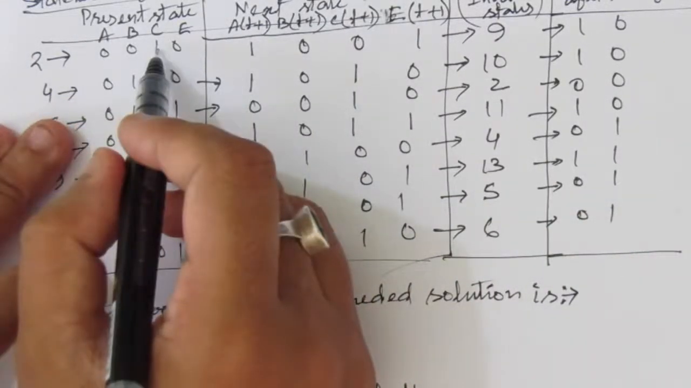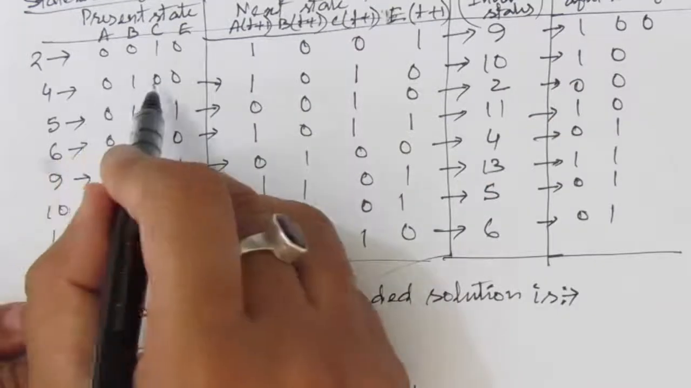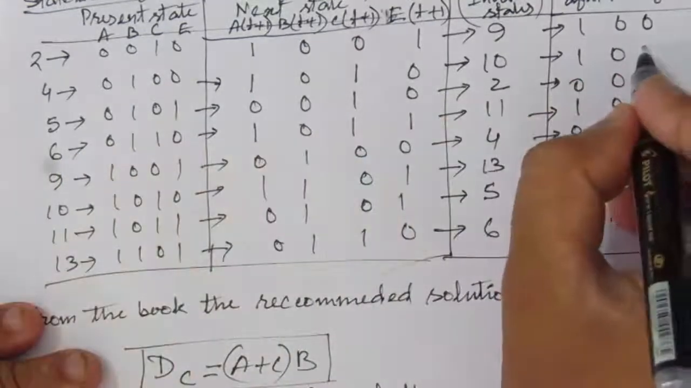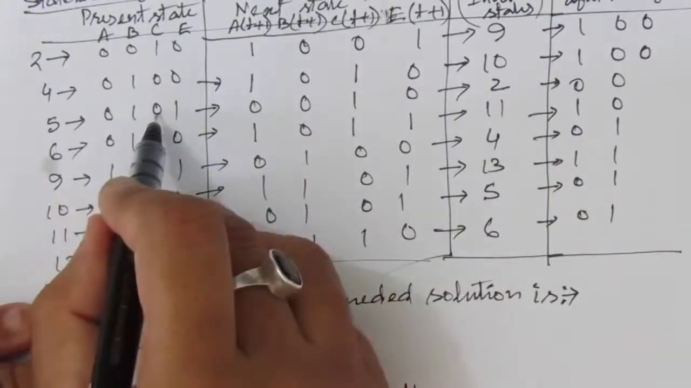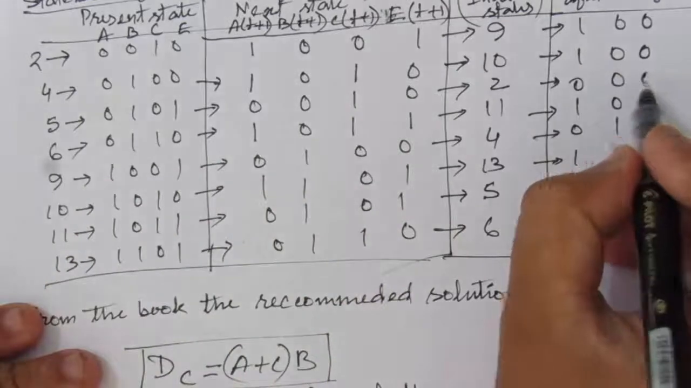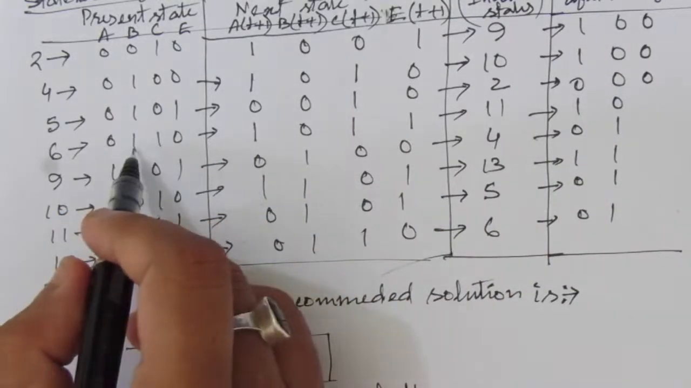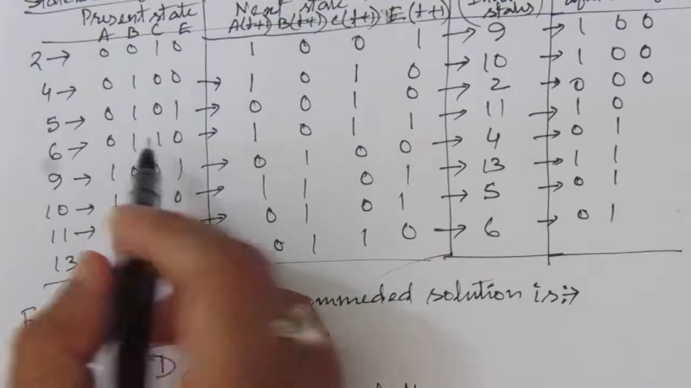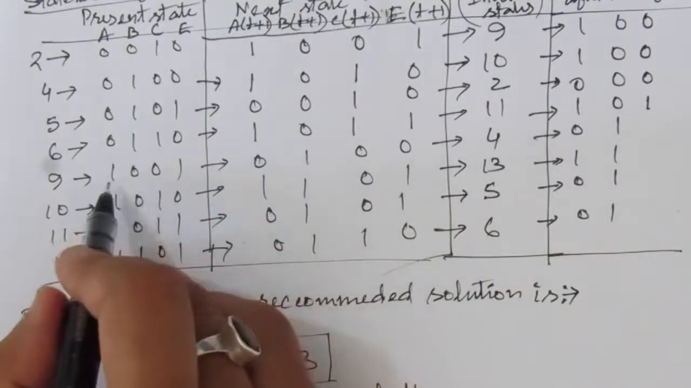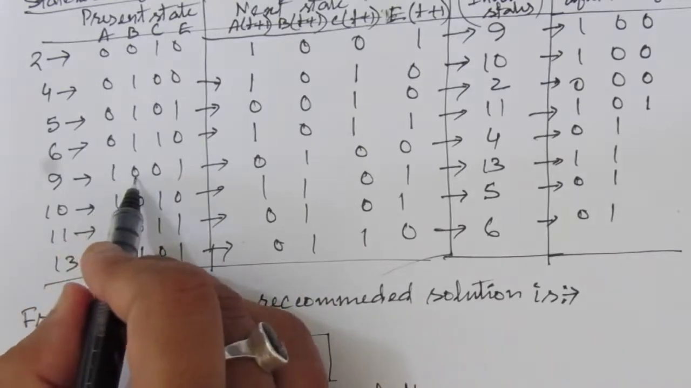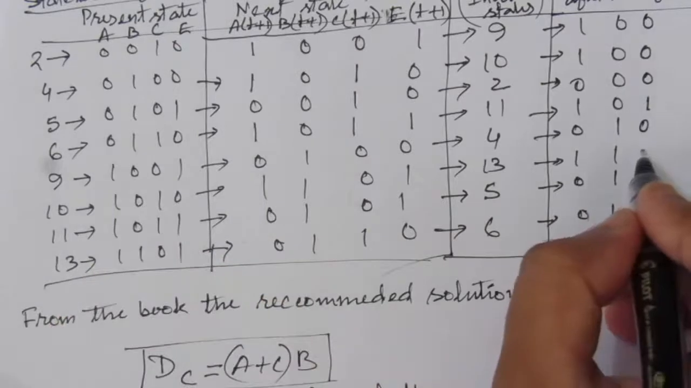A plus C is 1 and B is 0, so it will be 0. B whole into A plus C. A plus C is 0 here, so we will have 0 here. Next we have B whole into A plus C. A plus C means 0, so it will be 0. Next we have B whole into A plus C. B is 1 and A plus C is also 1. Okay, so it will be 1. So here we have B whole into A plus C. B is 0, so this will be 0. So B is 0 here also, so it will be 0.